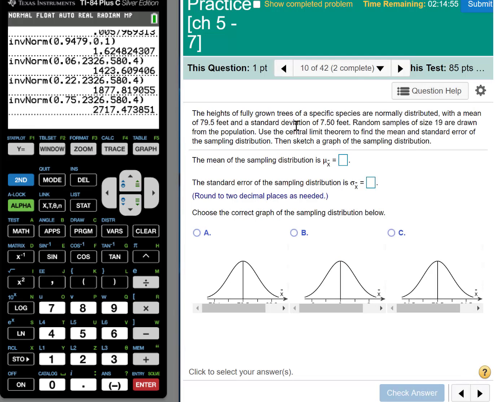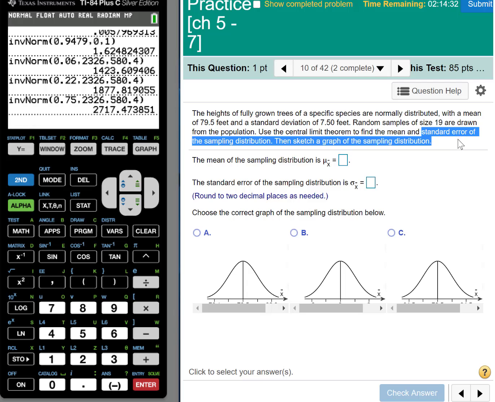The heights of fully grown trees of a specific species are normally distributed with a mean of 79.5 feet and a standard deviation of 7.5 feet. He's going to ask you about X bar again. Random samples of size 19 are drawn from the population. Use the central limit theorem to find the mean of X bar and the standard error of X bar.